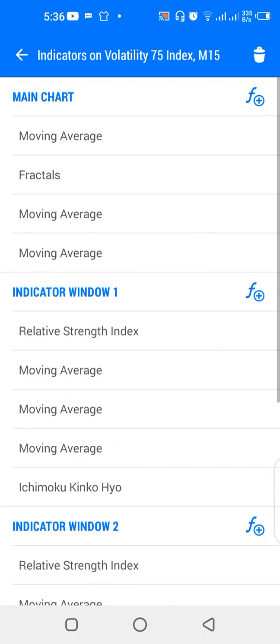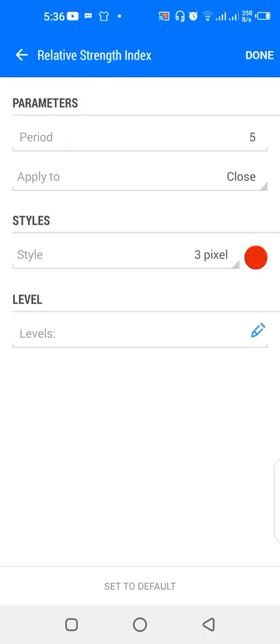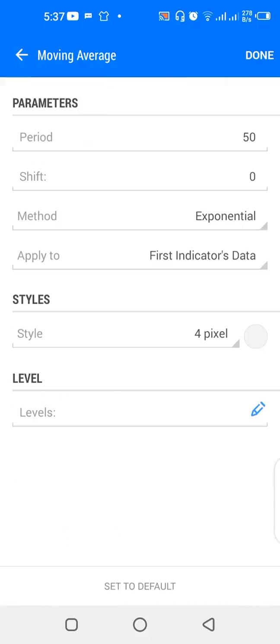Let's look at the settings for indicator window 1. We have relative strength index. The period is 5. Apply to close, color is red. Then we have moving average, 50 period exponential moving average, apply to first indicators data. Okay, the color will match the background color of the chart.